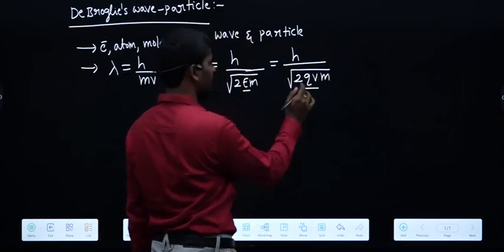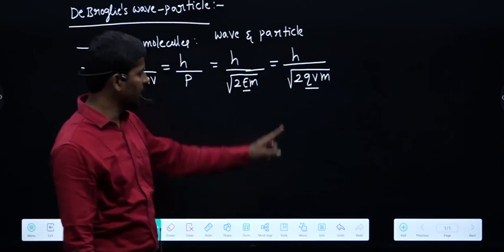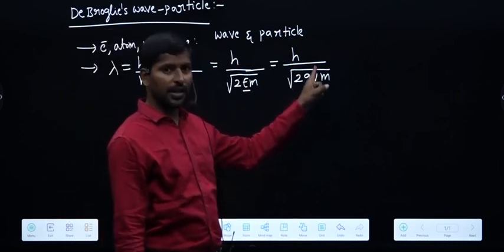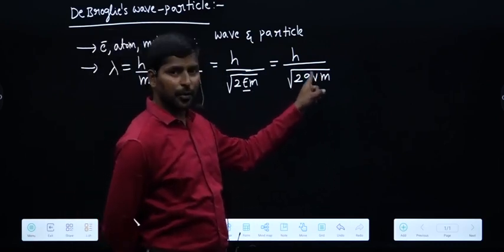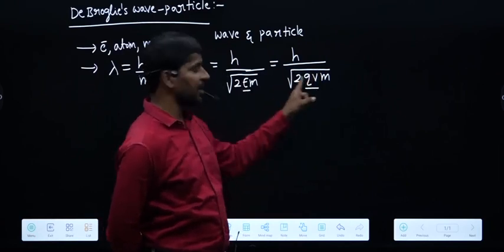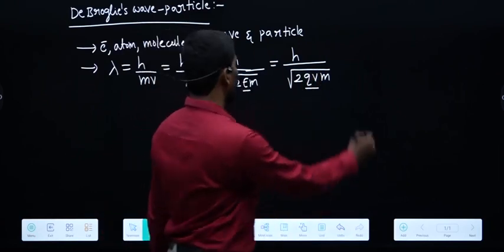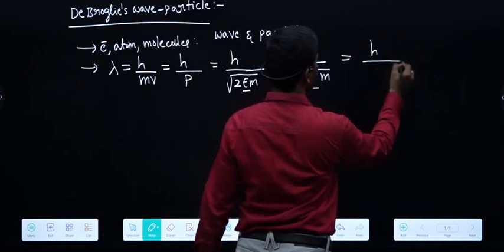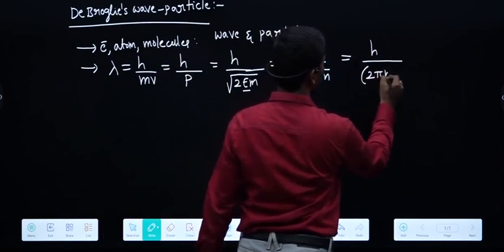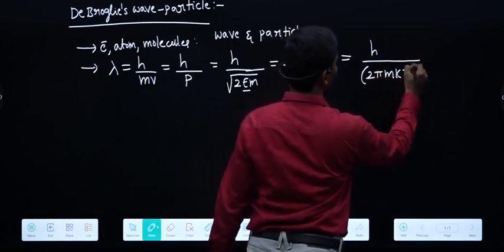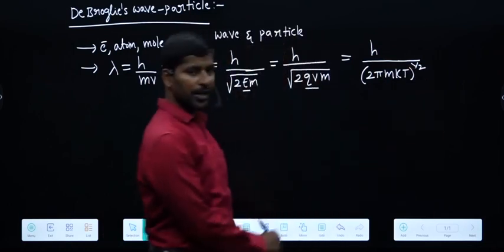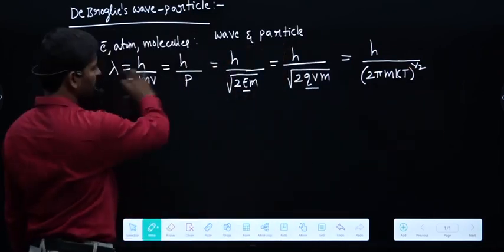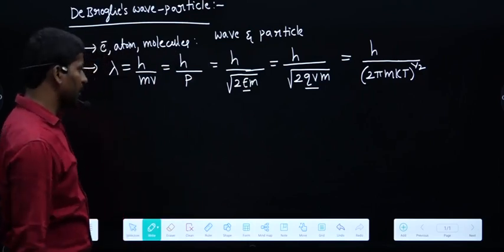If q is the charge on the particle and it is accelerated by a potential of V, then kinetic energy is given as qV. And another expression with respect to temperature, that is h by (2 pi m kT) whole power 1 by 2. So these are the various expressions for wavelength we have.